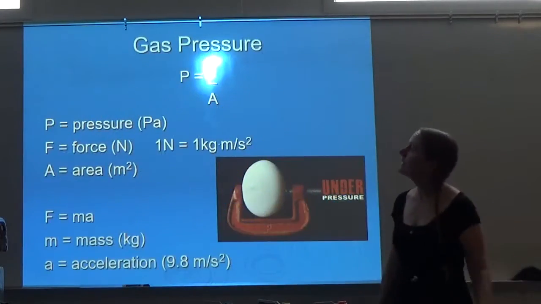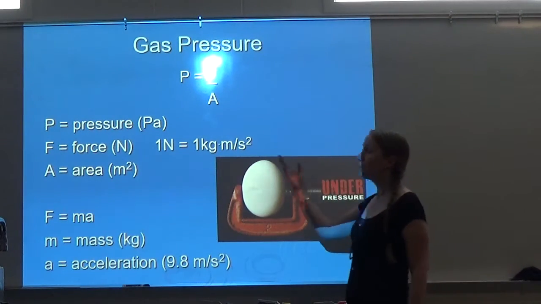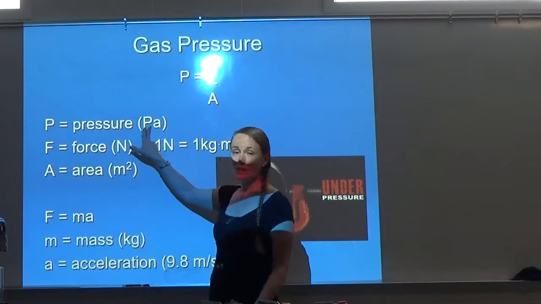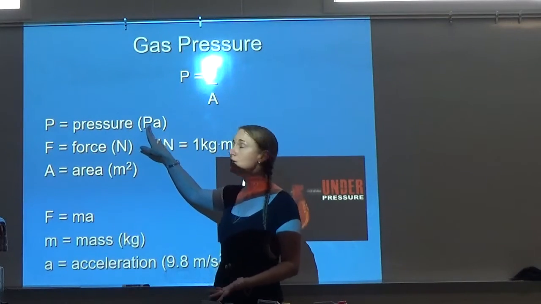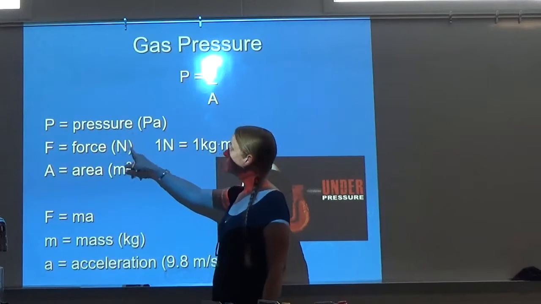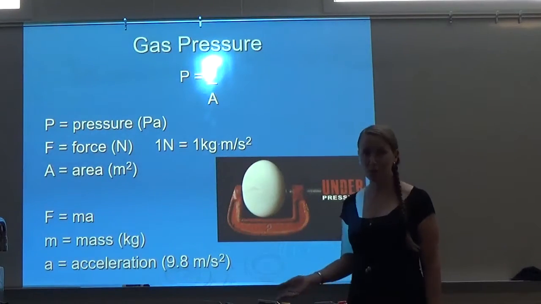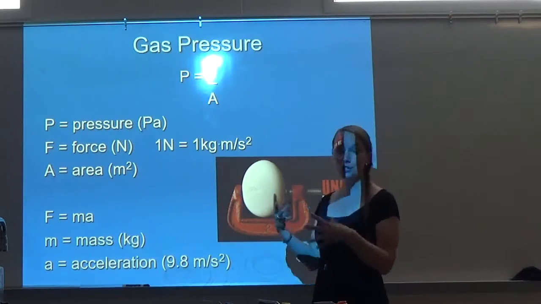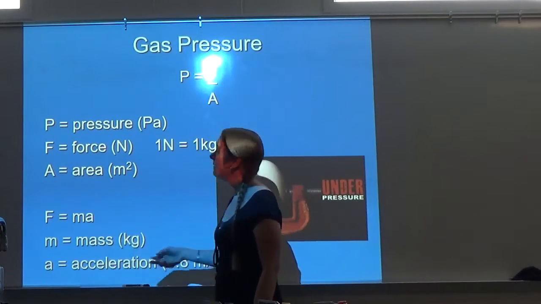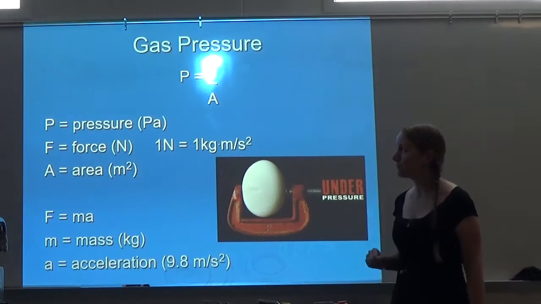So how do we calculate gas pressure? Well, pressure is force over area. So pressure will be in pascals. That's a unit of pressure. We're going to learn multiple units of pressure in this chapter. F is force, which is in newtons. A newton is just a kilogram times meters per second squared. So it's just a combination unit. It's a derived unit. And then A is area. Area will be in meters per second squared.